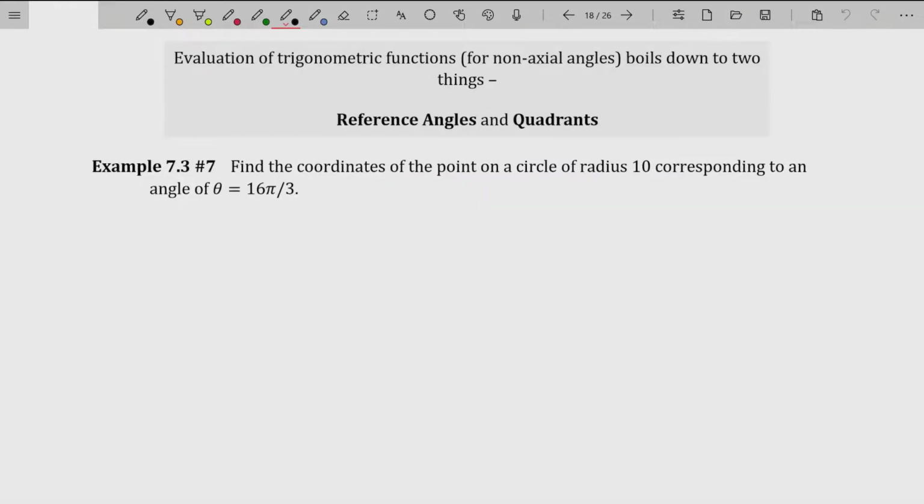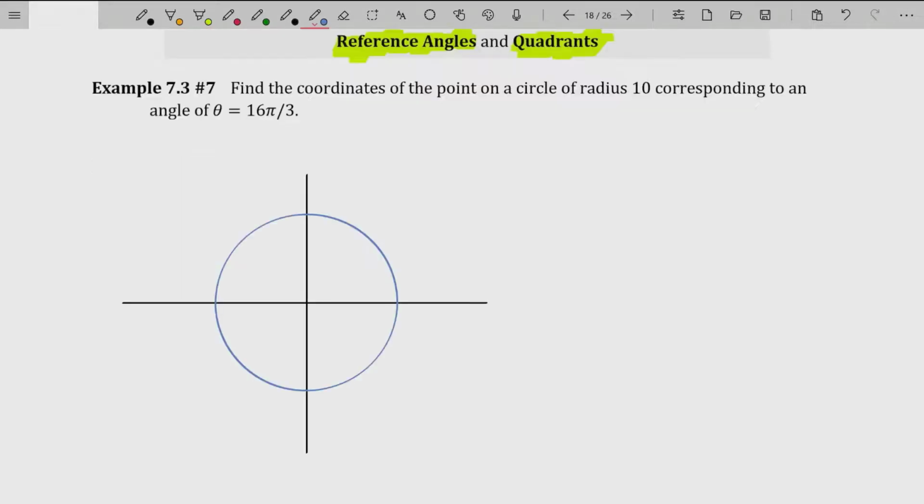So let's go ahead and use that new idea to find the coordinates of the point on a circle of radius 10 corresponding to an angle of 16 pi over 3. Now this will require both the use of reference angles and quadrants. That's going to be super awesome.